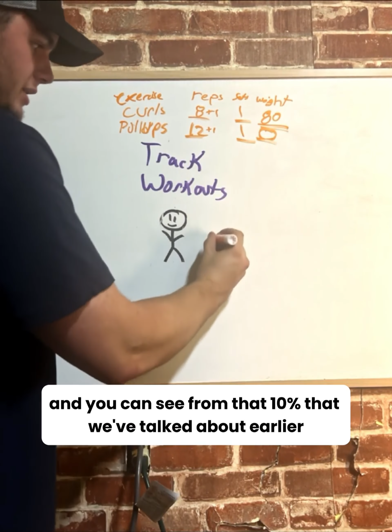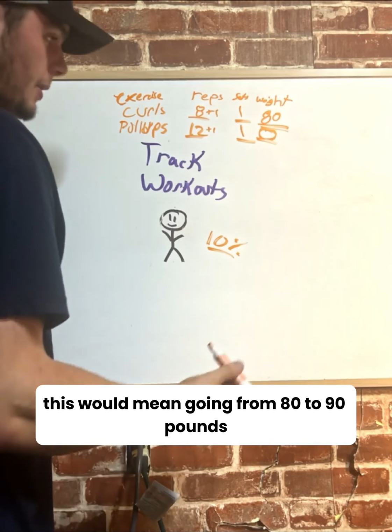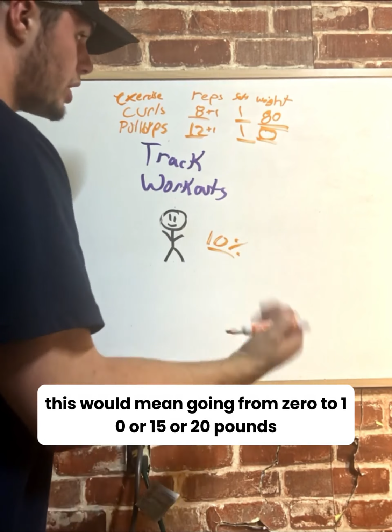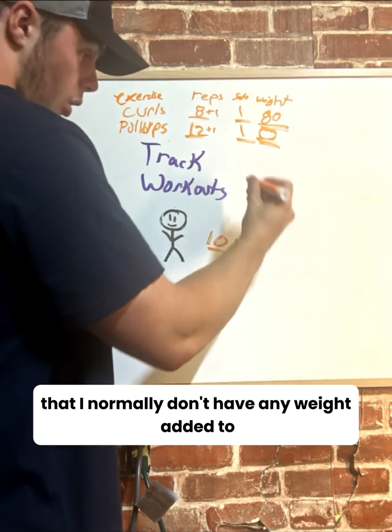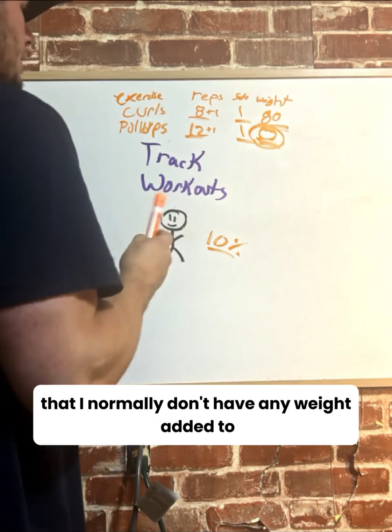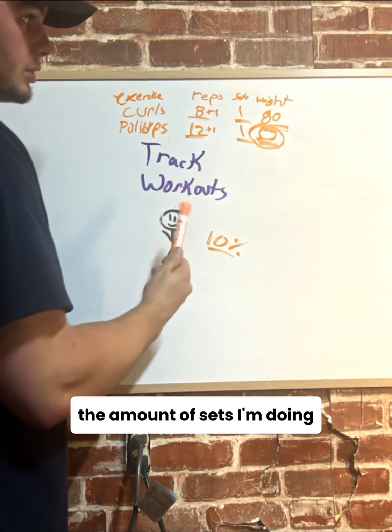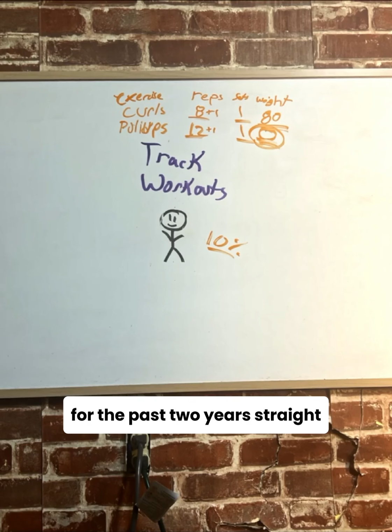And you can see from that 10% that we've talked about earlier, this would mean going from 80 to 90 pounds. This would mean going from 0 to 10 or 15 or 20 pounds if I'm going to be adding weight to a body weight exercise that I normally don't have any weight added to. And so I'm tracking every single exercise I do for the amount of reps I'm doing, the amount of sets I'm doing, and the weight that I'm lifting. And I've done that for every single workout for the past 2 years straight.